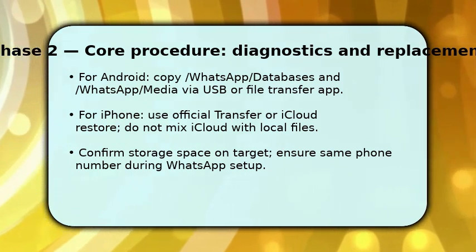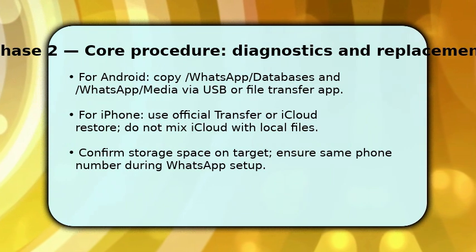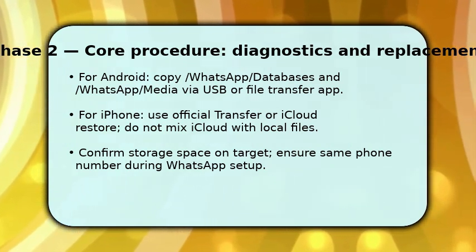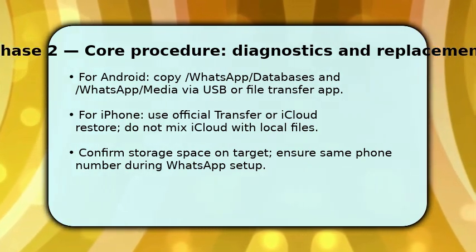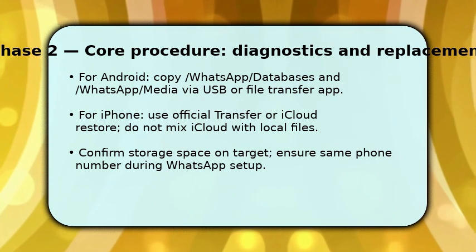Next, install WhatsApp on the target and begin setup using the same phone number. When prompted, tap Restore to pull the backup. Make sure there's enough free space and a stable connection, because interrupted restores often corrupt message index.